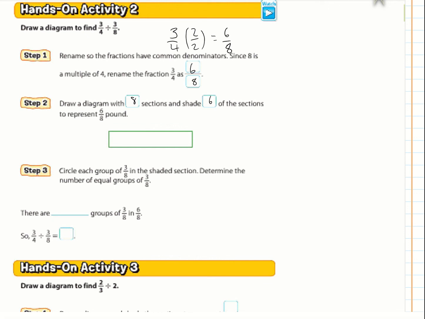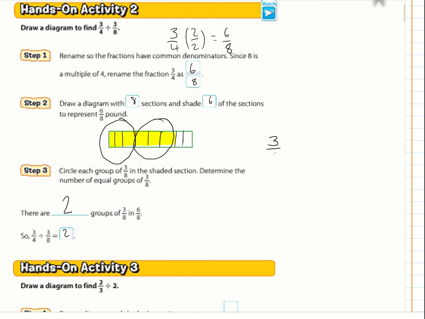Draw a diagram with 8 sections and shade 6 of the sections to represent 6/8 of a pound. So 1, 2, 3, 4, 5, 6, 7, 8. So we're going to shade 6 of these. And then we're going to circle each group of 3/8. So I have a 3/8 here and a 3 out of 8 over here. To determine the number of equal groups of 3/8, there are two groups of 3/8 in 6/8. So 3/4 divided by 3/8 is 2.